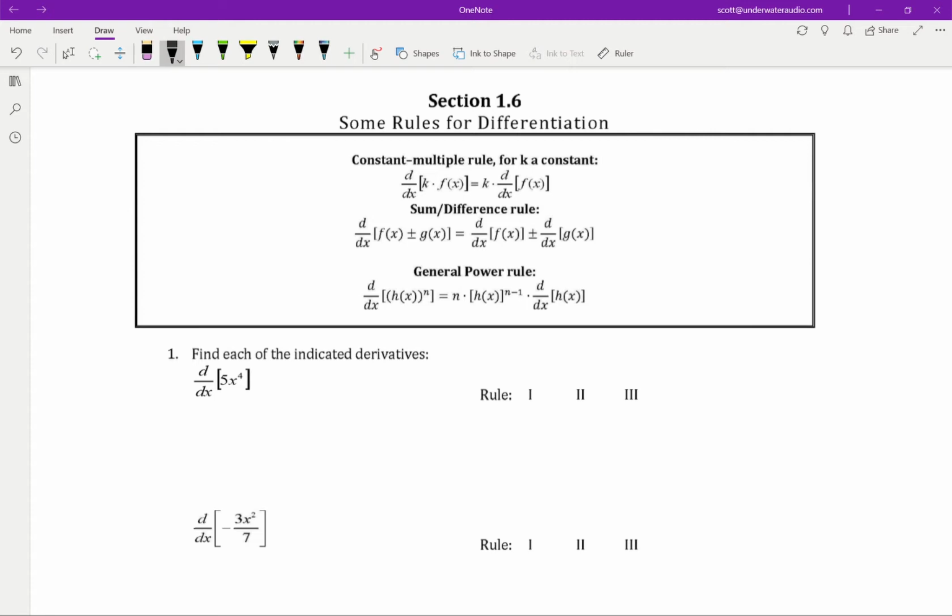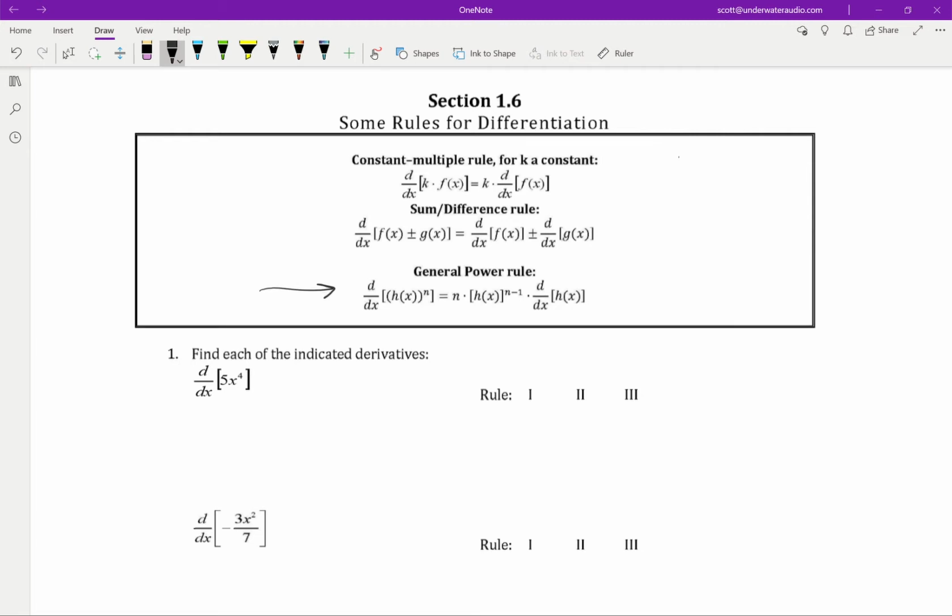And then the next rule is also not that new. Basically, this one says if you're trying to take the derivative of two functions that are added together, you can separately take the derivative of each one and then add it together, or subtract it, whichever one. This one on the bottom, this one is new. We do have something like the power rule.